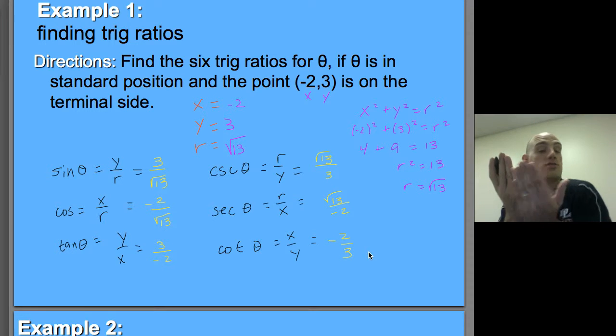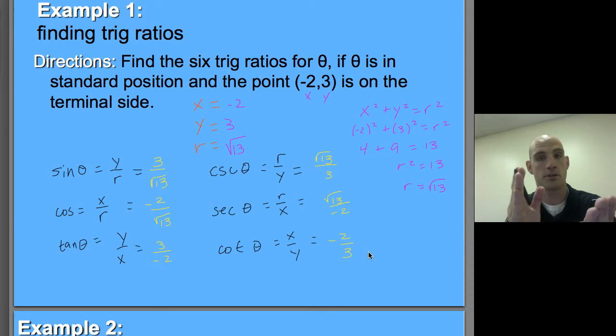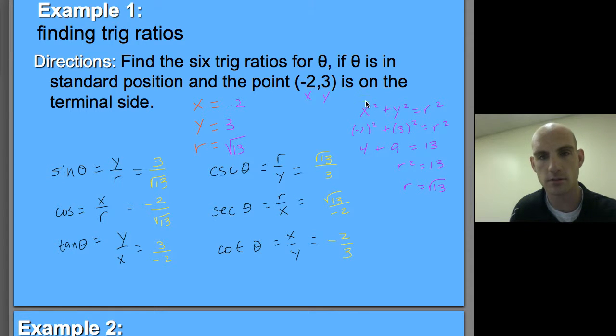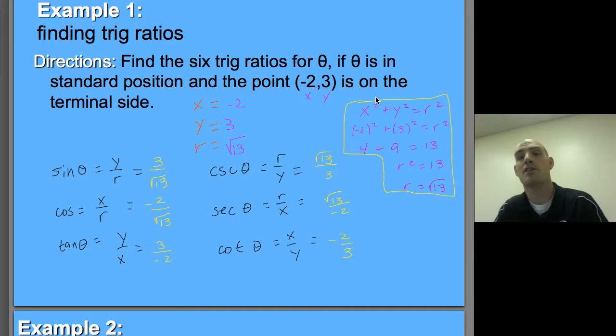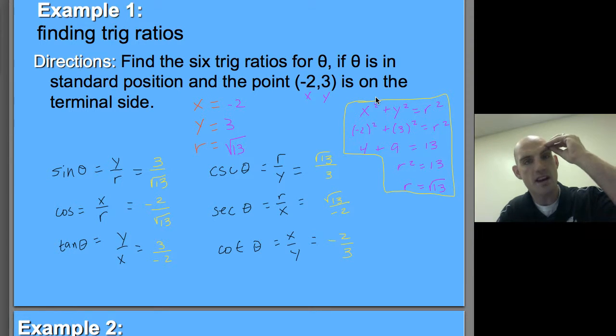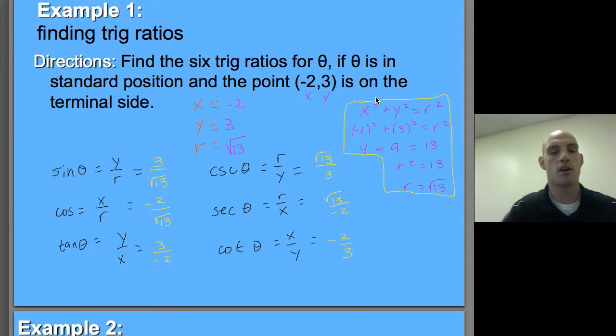You just found the 6 ratios for that angle. That's as simple as it is. I think the most difficult part could be this calculation here, but that's just Pythagorean theorem. Understanding where those come from is part of the battle.